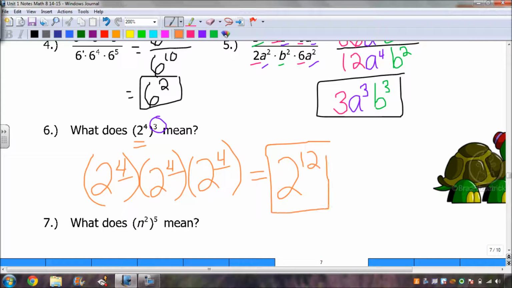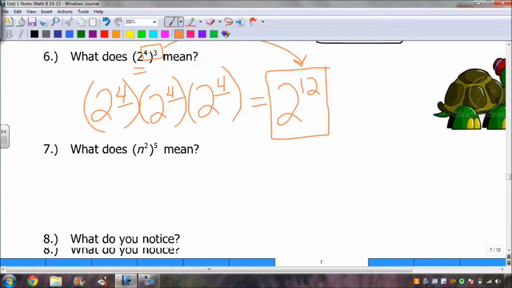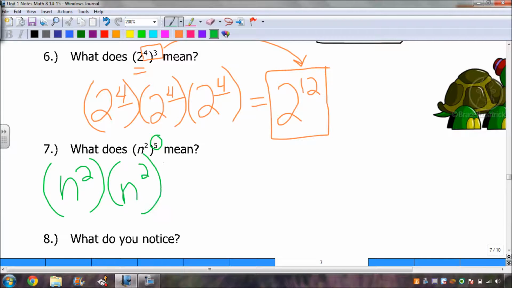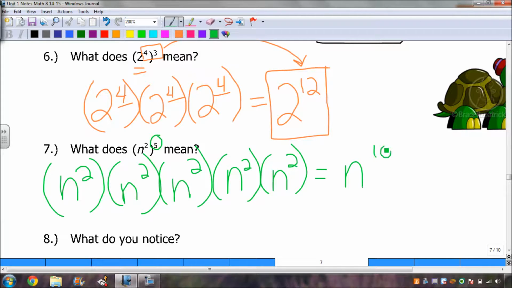Now, hopefully, you notice something about your exponents right here. When we had 2 to the 4th power all being raised to the 3rd power, think about what we could possibly do with the 4 and the 3 as a shortcut to get to this 12. And then let's do the same thing for number 7. Let's try it one more time, and see if your shortcut works. So n to the 2nd power raised to the 5th power means I'm going to multiply n to the 2nd power by itself 5 times. Just like this. So I end up getting n to the 10th power because 2 plus 2 plus 2 plus 2 plus 2 is 10.